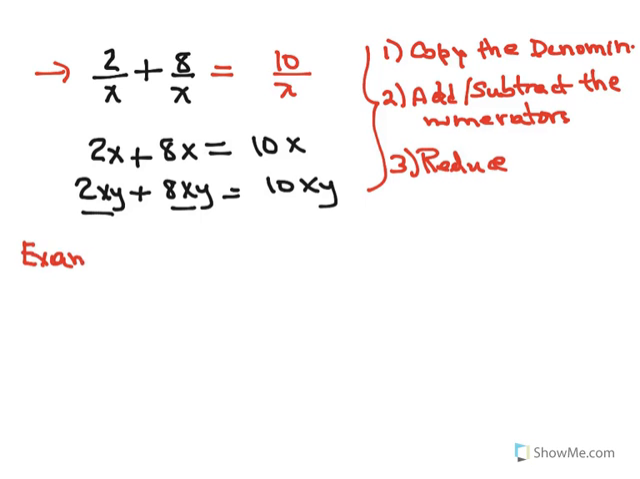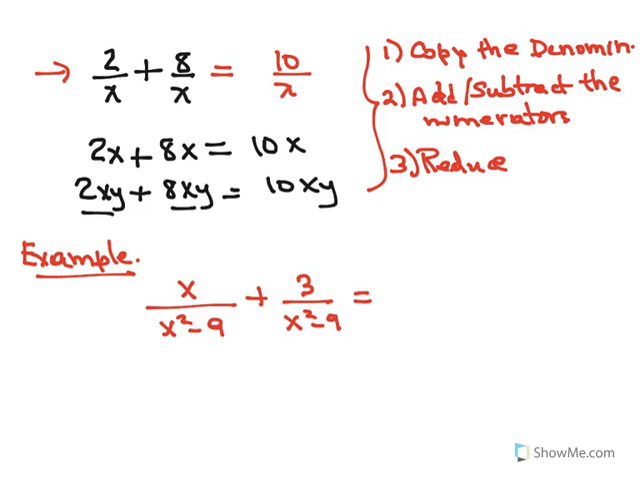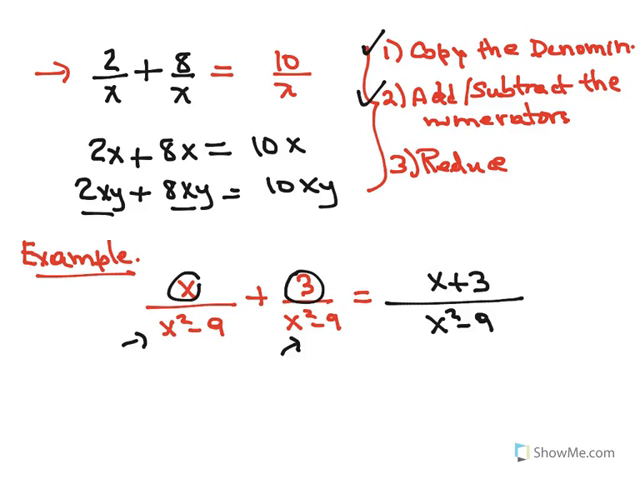We don't need that many examples of this. This is a really easy operation. I'm going to work with page 435 of your textbook. So I have x divided by x squared minus 9 plus 3 divided by x squared minus 9. I see that these two expressions have the same denominator. So I'm going to copy the denominator, and then add the numerators, x plus 3.